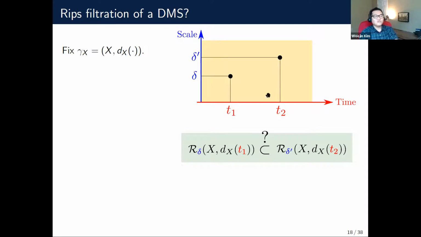We fix two different times T1, T2, and two different scales, delta and delta prime. And let's consider delta Rips complex at time T1 and delta prime Rips complex at time T2, derived from this dynamic metric space. Then we usually don't have this inclusion relationship. The delta Rips complex at time T1 is not contained in delta prime Rips complex at time T2. That's not necessarily true.